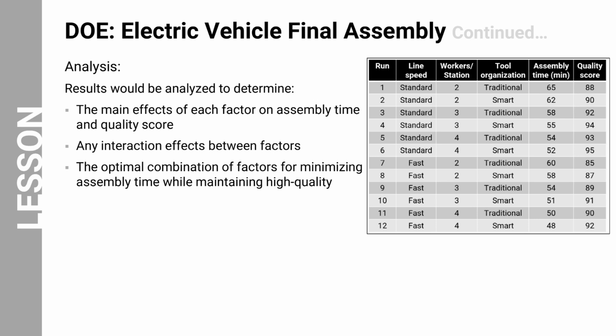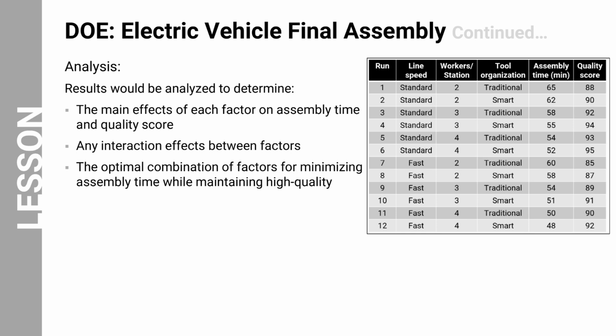An example of the experimental runs is shown in the table here. After completing the experiments, a comprehensive analysis of the results will be conducted. This analysis will focus on three key aspects. It would determine the main effects of each factor, in this case, assembly line speed, number of workers per station, and tool organization method, on both the assembly time and quality score.